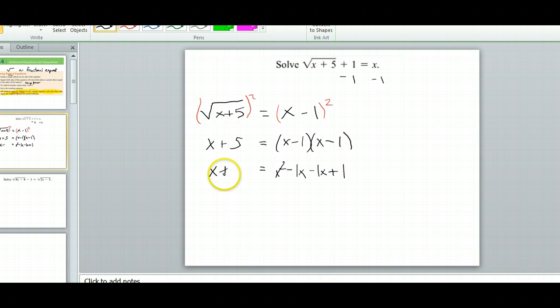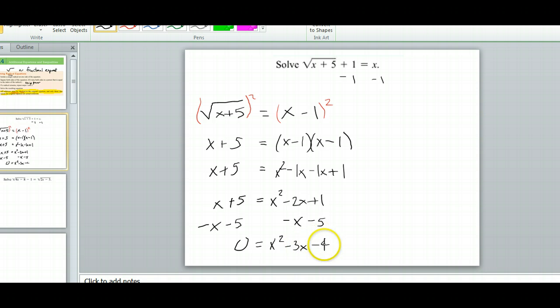Alright, so we get x plus 5 is equal to this quadratic, which combines to x squared minus 2x plus 1. Alright, now anytime I have a quadratic, I bring everything to one side and set it equal to 0. Alright, try to keep your square term positive. So since it's positive on the right, I'm going to bring the other things from the left side over to the right. Alright, so I end up with 0 equals x squared minus 3x minus 4. Alright, and then I can break that down to x minus 4 times x plus 1, alright, factored form, equal to 0.